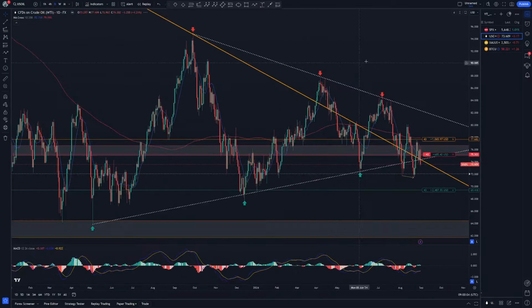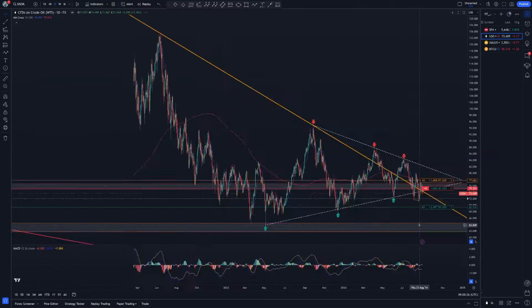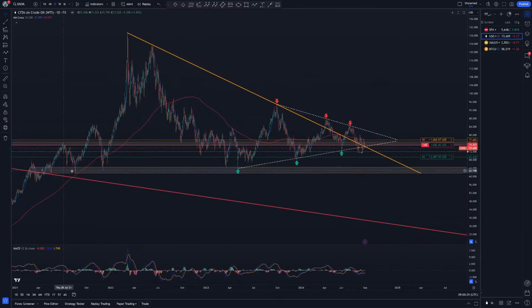Here you can see that price moved into a kind of daily triangle marked by these white dotted lines, and normally a triangle formation is a clear thing. If you see a breakout to one side, it will normally continue in this direction. Here we have seen a breakout to the downside, so probably price will continue in this direction, maybe all the way down to this weekly support zone.